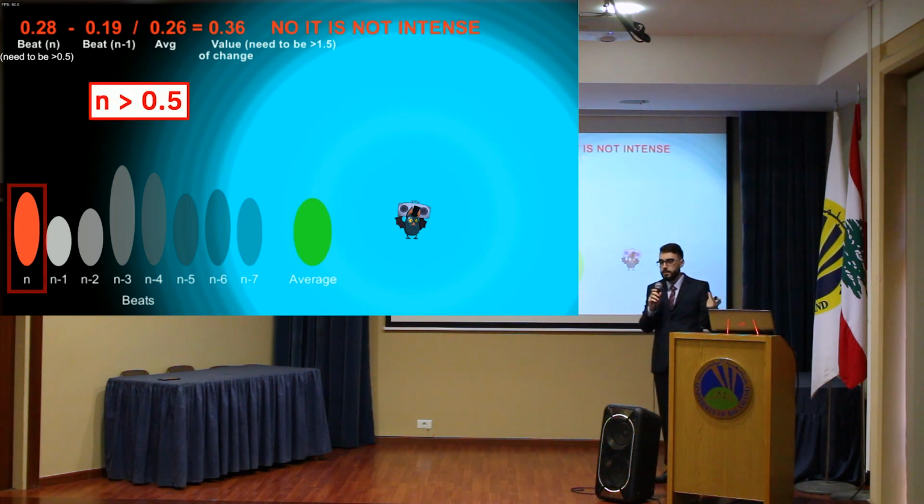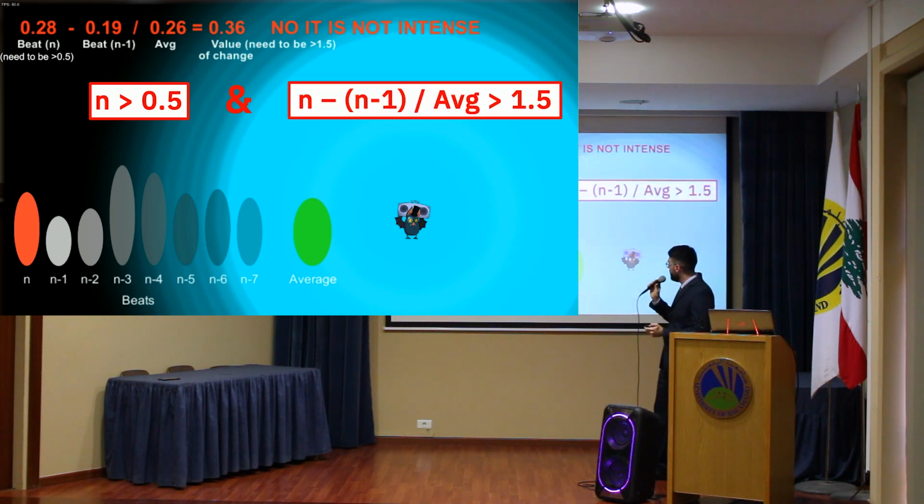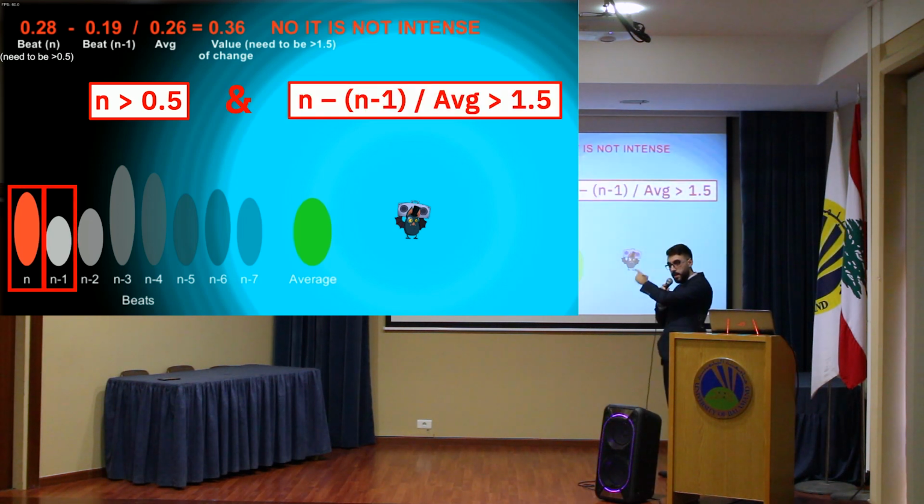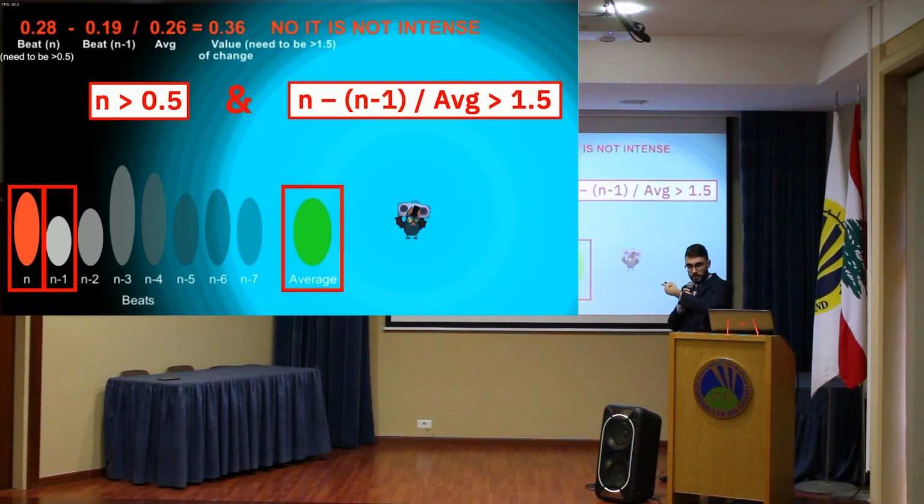There are two conditions to be met in order to make the game detect that this current moment is intense. First condition, the beat itself, beat n, must have an intensity above 0.5. And the beat n minus the beat n-1, divided by the average of the 8 beats, will have to be above 1.5. If both these conditions are met, the computer will know that it has entered a period of intensity.